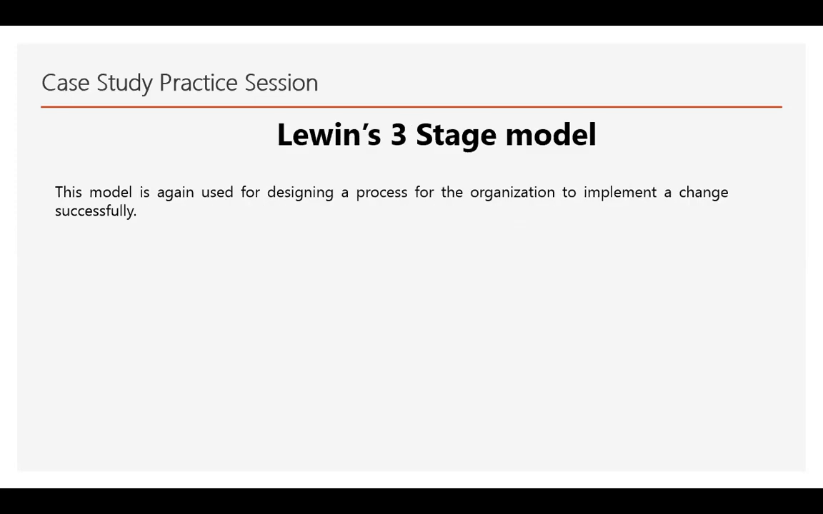And then comes the Lewin three-stage model. The Lewin three-stage model is basically proposing a process based on three stages, which will allow the organization to successfully implement the change. So you apply this model when you are required to propose a process of how a strategic option should be implemented successfully.